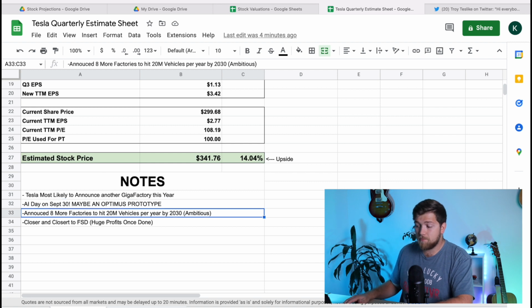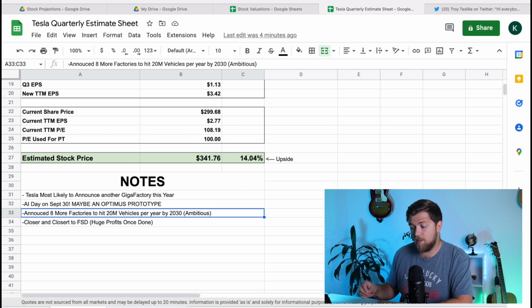Now, on top of that, back when we actually had our investor relations conference, the cyber roundup or whatever they called it this year, they announced that there was probably going to wind up being 8 more factories to be able to hit that 20 million vehicles per year by 2030. Now I have to say, 20 million vehicles per year by 2030, definitely an ambitious target, but if there's any company out there that I believe could do it, it's definitely Tesla.